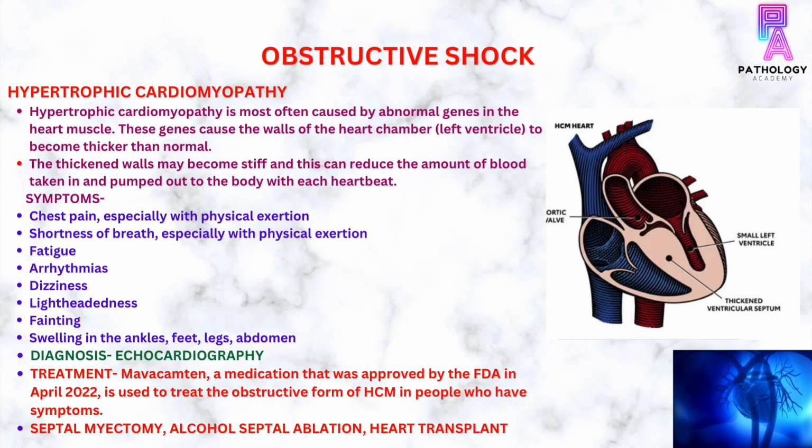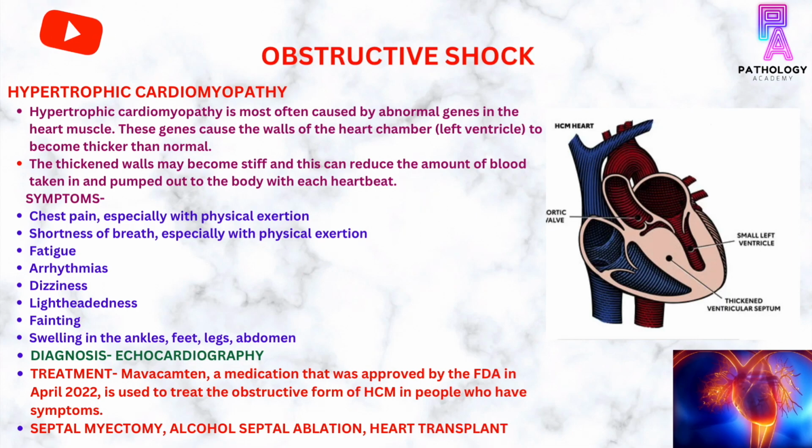Hypertrophic cardiomyopathy is another cause of obstructive shock. It is most commonly caused by abnormal genes in the heart muscles. These genes cause the walls of the heart chamber, especially the left ventricle, to become thicker than normal. And when these walls become thickened, they become stiff and can reduce the amount of blood taken in and pumped out to the body with each heartbeat.